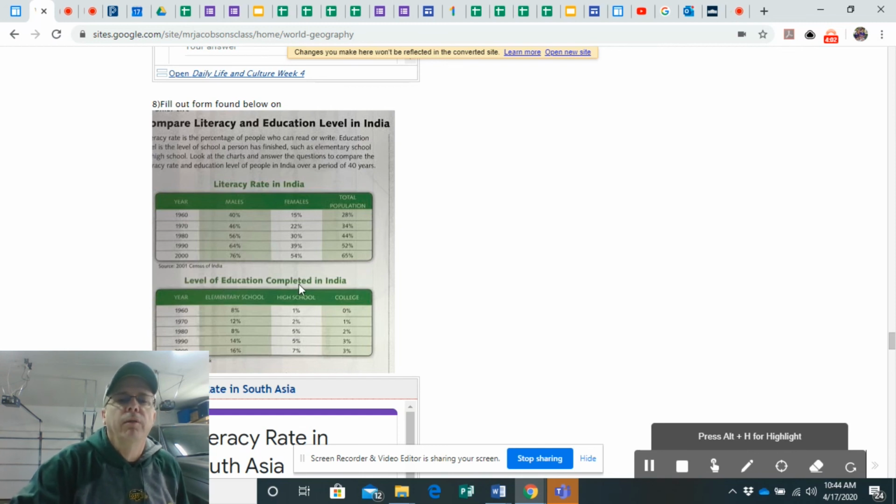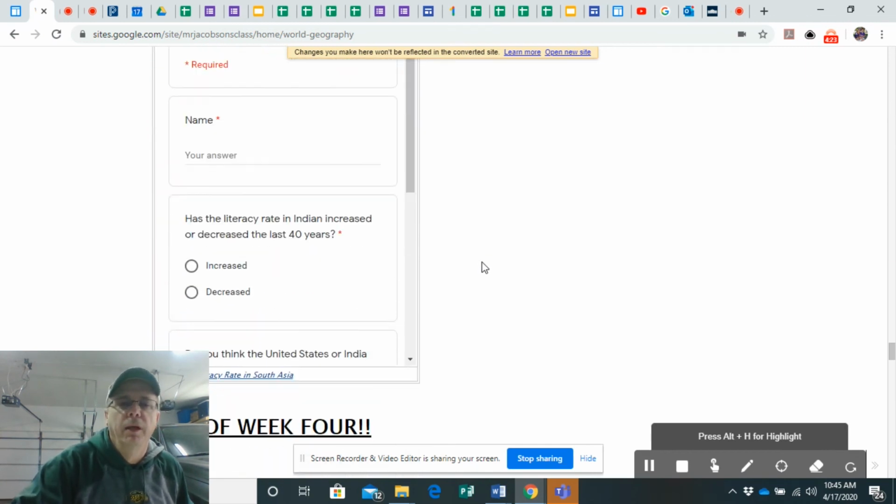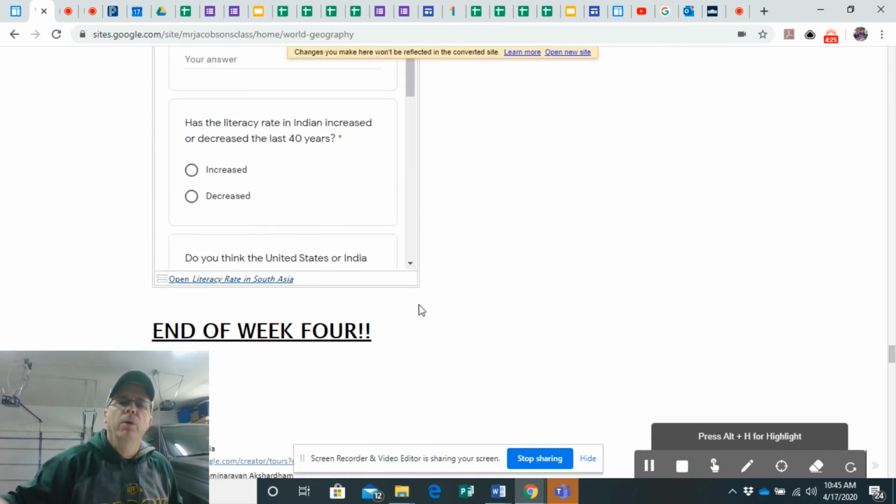And then the level of education, 60s to 2000. Well, you look at it in the 60s, 0% had a college education, and in 2000, 3% did. And the same thing, so they're upticking just a little bit. They might be getting more literate, but as far as their level of education, that might not be keeping up with that. And then when you're done with that, you are at the end of week 4.